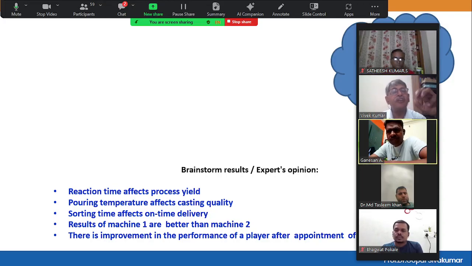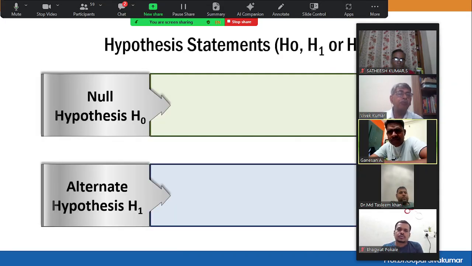Results of machine 1 are better than machine 2. There is an improvement in the performance of a player after appointment of a coach. I have taken 5-6 examples of the claim. Let us now try to write the null hypothesis and learn how we can write the null hypothesis and how we can write the alternate hypothesis.